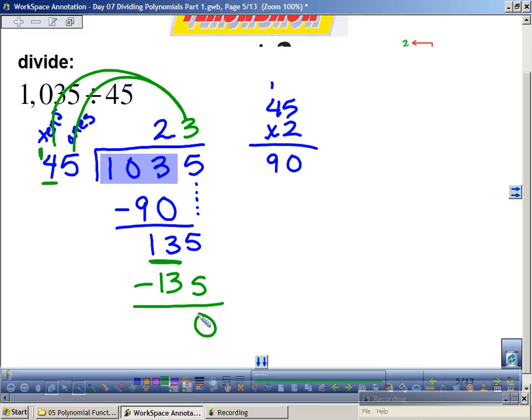I covered that up, and I said I may not know how many times 45 goes into 103, but if I cover up the 3 and I cover up the 5, I can figure out how much 4 goes into 10. I'm estimating, yes. 0.9 of the time it's going to work. The only time it wouldn't work is if this was 49, if it was 52.